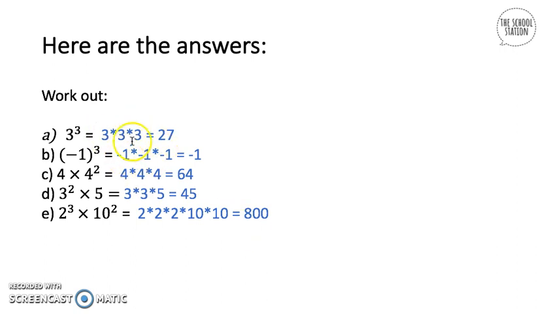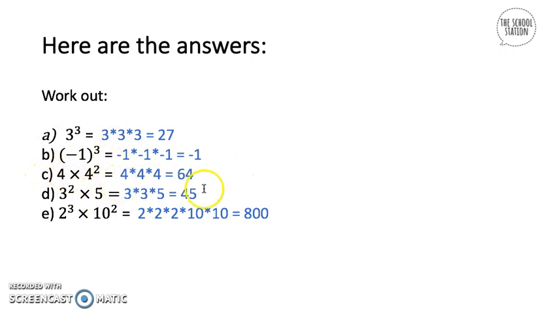So let's just start off by doing this. Minus 1 times minus 1 would be 1, because 2 negatives make a positive. And then 1 times minus 1 would make minus 1, because a positive and a negative make a negative. So 1 times minus 1 would turn out to be minus 1. So minus 1 to the power of 3 will be minus 1.